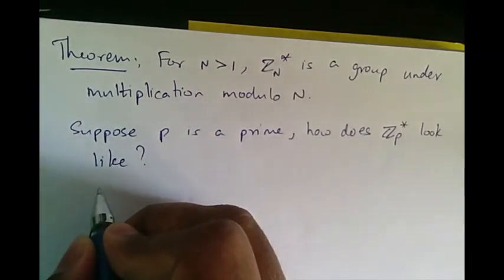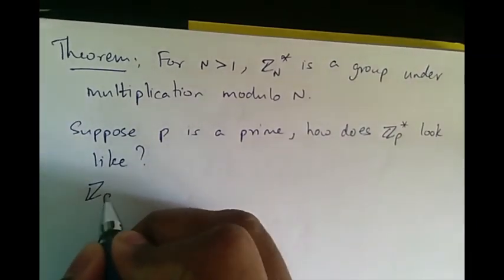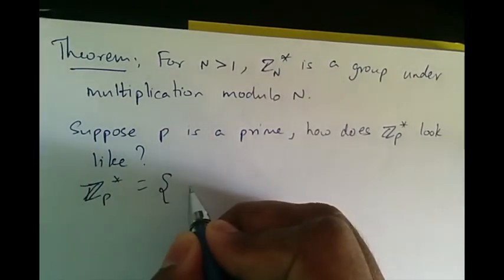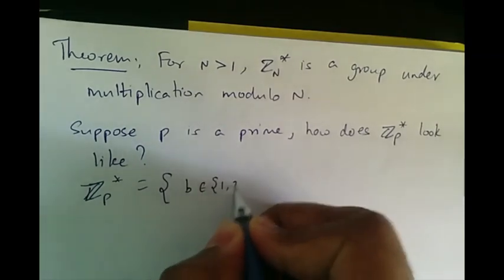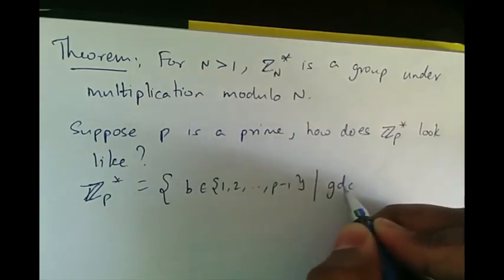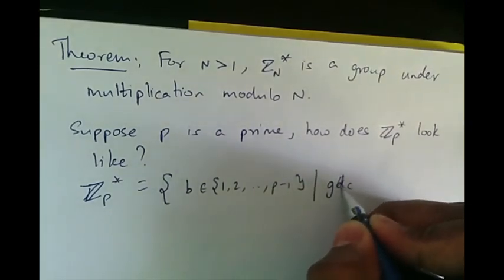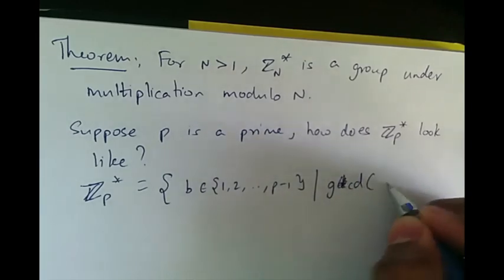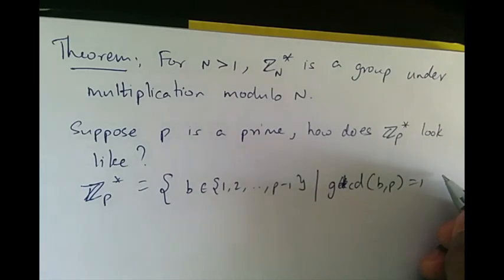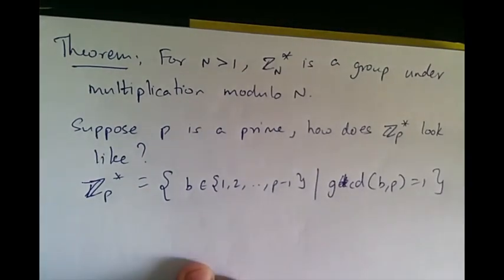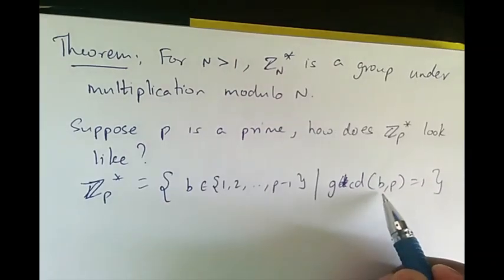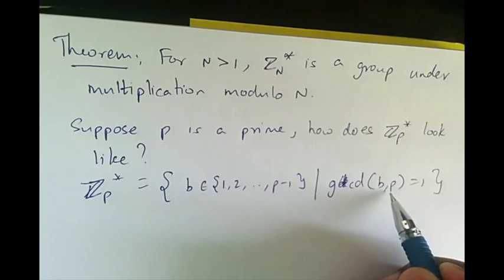So what's the definition of Zn star again, or in this case Zp star? It is the set of all integers b from 1 to p minus 1 such that the GCD of b and p is 1. So which integers b will have a GCD of 1 with the prime p?